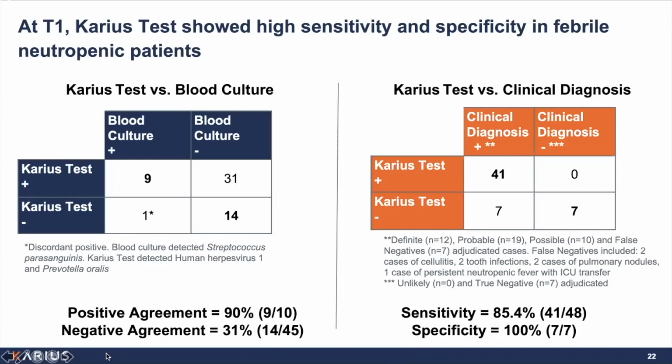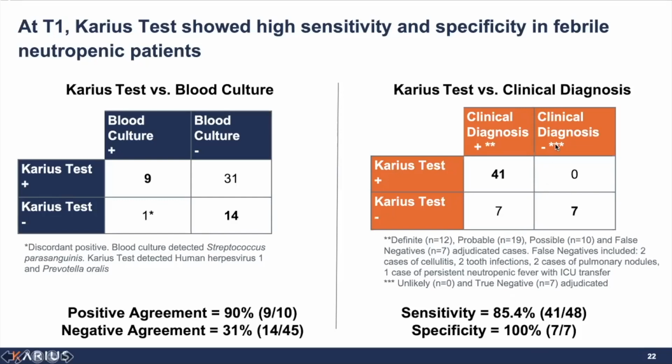Now, I'd like to talk about this little 1 case in here in which the blood cultures were positive and Karius test was negative. This was a case in which a single blood culture was drawn and resulted as a Streptococcus parasanguinis. This blood culture was drawn about 24 hours before the patient actually met criteria for fever based on the protocol. About 48 hours later, the Karius sample was drawn and detected herpes simplex 1 and Prevotella oralis.